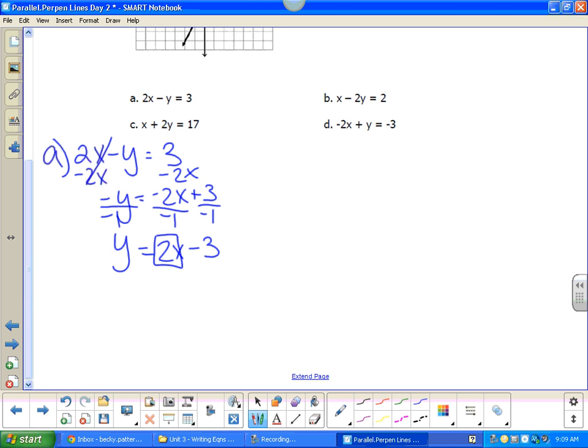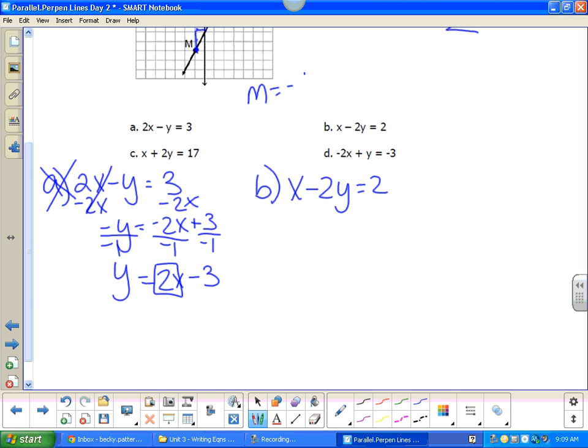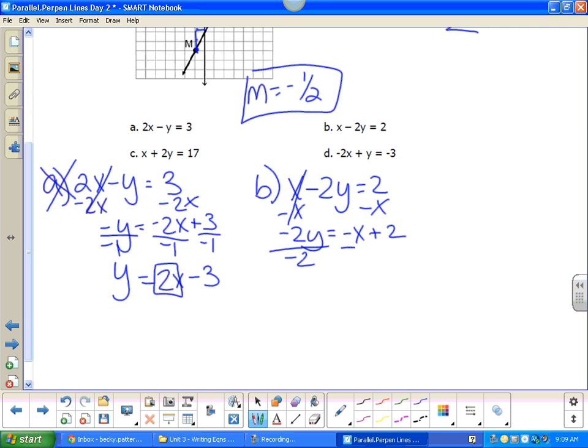His slope is a 2. That's not what I want. And again, remember, I'm looking for a slope that's a negative 1/2. That's a positive 1/2. That's not what I want. So A is out and B is out. Let's try C.